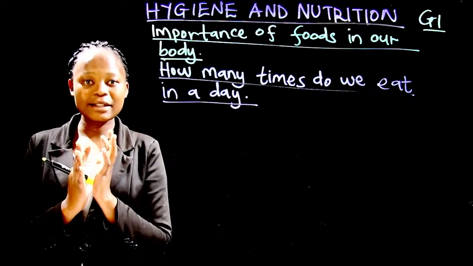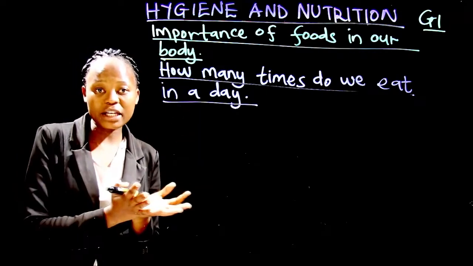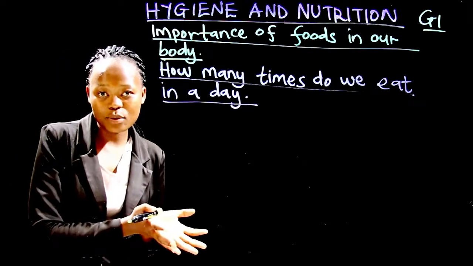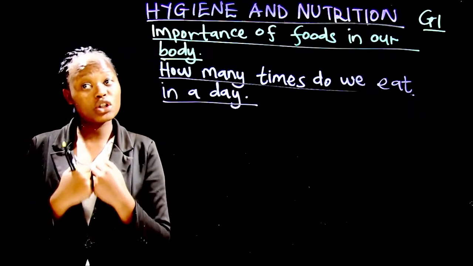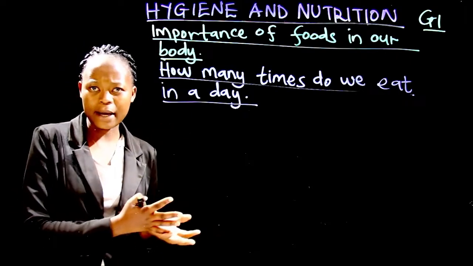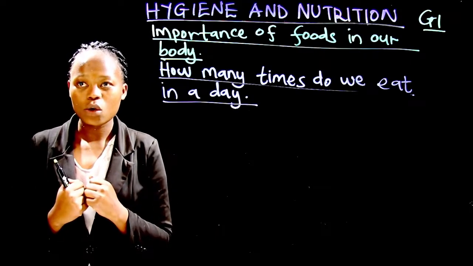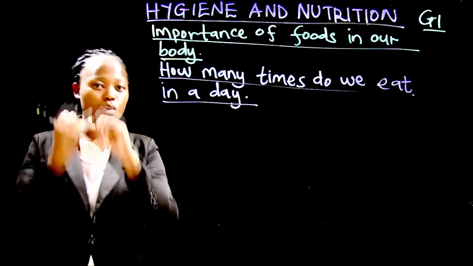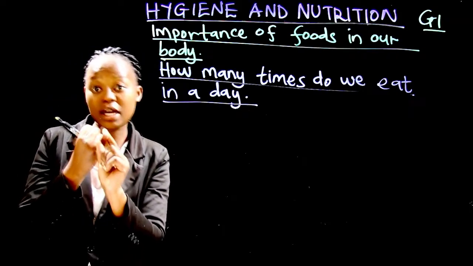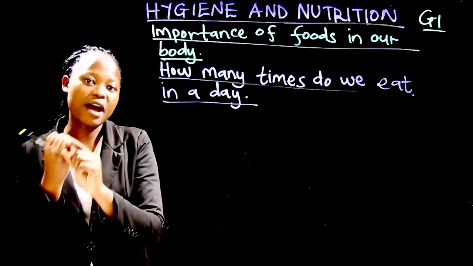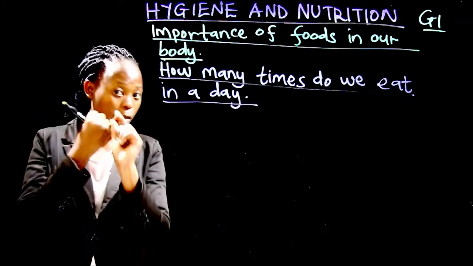Okay, now learners, in the morning we usually eat, then at lunchtime we usually eat, and we also eat during supper. So it means we eat how many times in a day? Let's count. We eat in the morning. We take maybe tea, maybe milk, bread, and egg with a fruit in the morning.